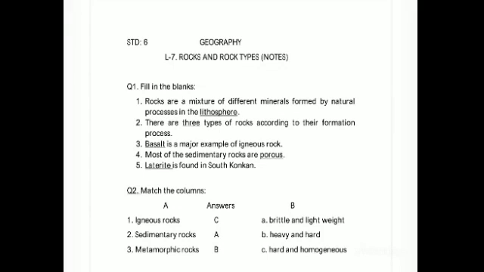The third one is metamorphic rocks. The answer to it is B, heavy and hard. So here in this match the column, it was the various features of the 3 different types of rocks: igneous, sedimentary and metamorphic rocks.